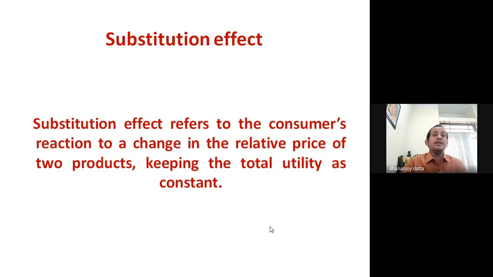So what can happen if the customer wants? The customer can go for an extra quantity of pizza, because the customer was paying a higher price earlier. To get 1 pizza, the customer was giving 100 rupees. Now with 100 rupees, the customer is getting 2. So the customer may substitute pizza for chocolate. This is basically the substitution effect.